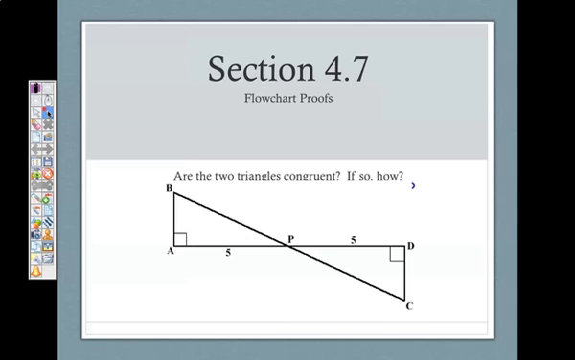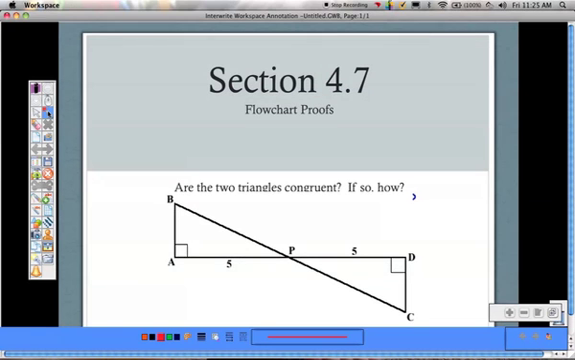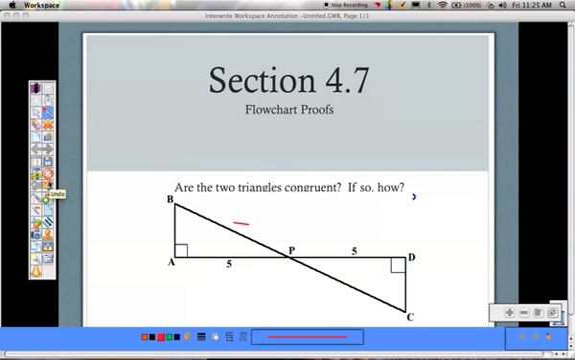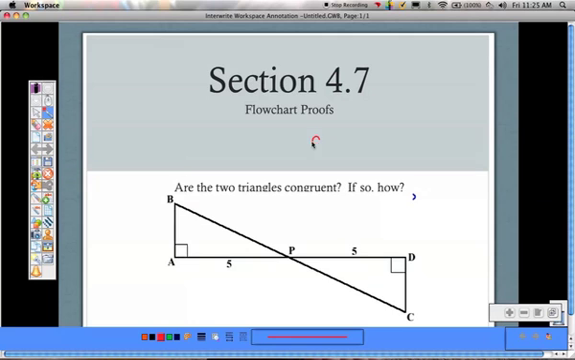If so, how? If you take a look at them, remember our four theorems that we can use to prove two triangles are congruent. The first one is side, side, side. Then we had side, angle, side. We had angle, side, angle, and side, angle, angle. Is this any one of those?